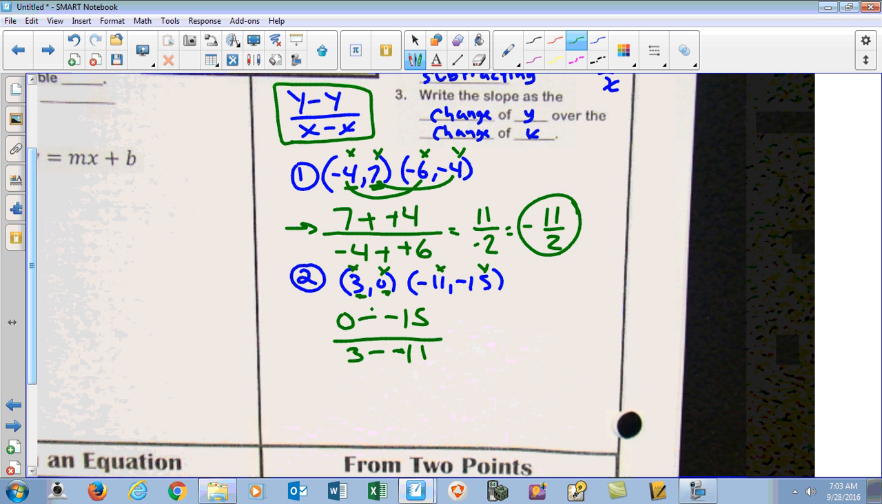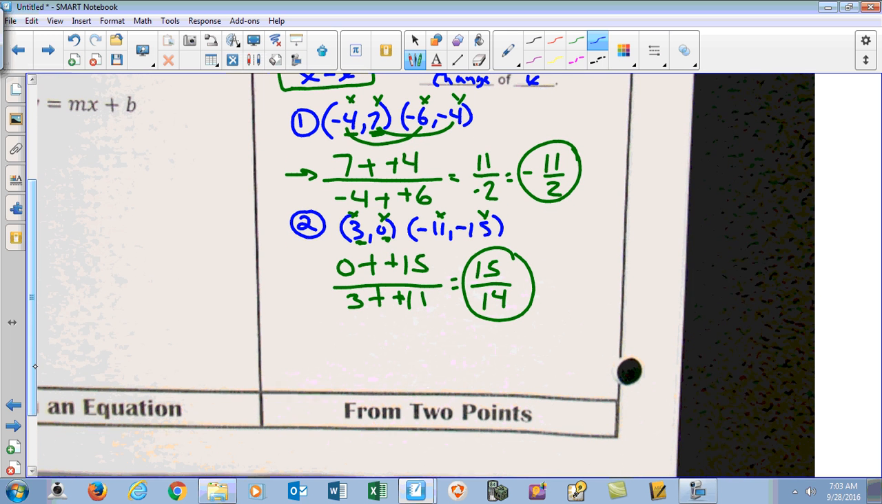So now, again, I have double negatives. So I'm going to add: 0 plus 15 is 15, 3 plus 11 is 14. I can't reduce that anymore. So 15/14 is the answer. Okay, just using that little formula. And I just have to remember I go in the same order every time. So let's give you one more. And then you can go ahead and start. We have to finish up our vertical lines, and then you can go ahead and start practicing.